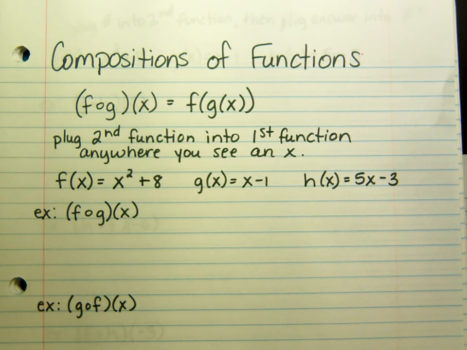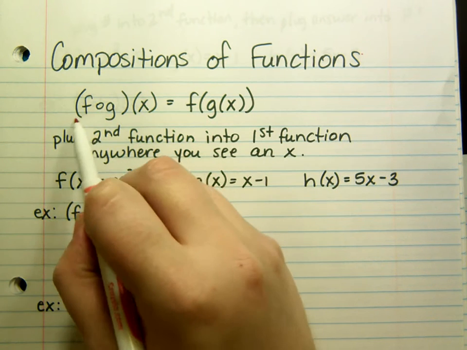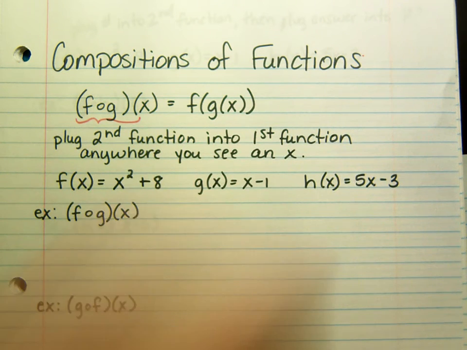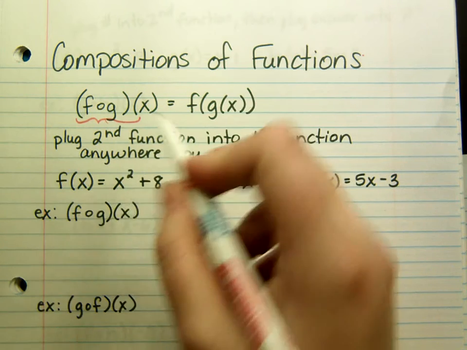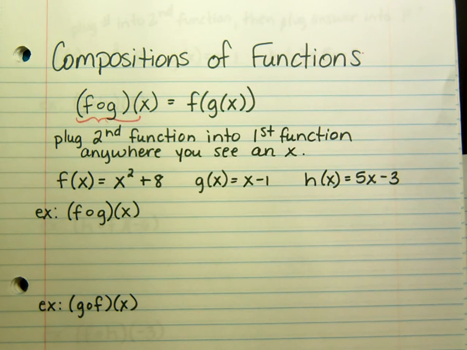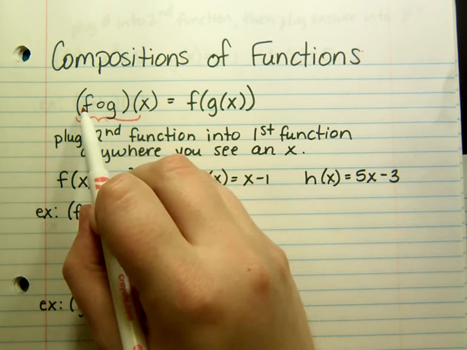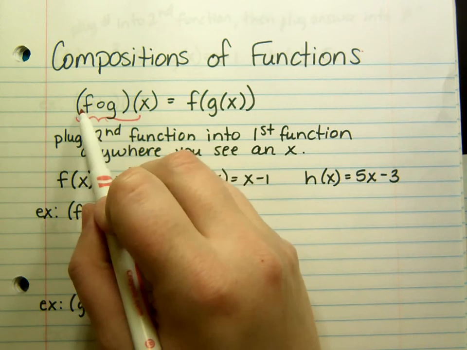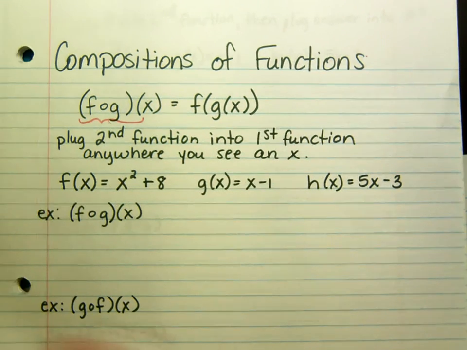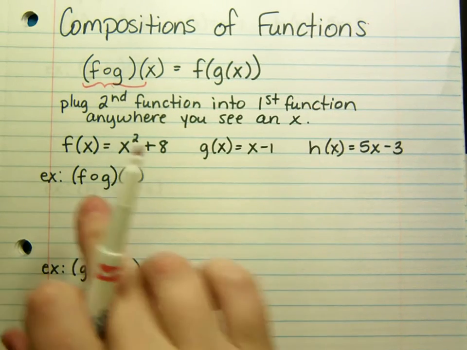In this video, we're going to look at a different way of combining functions. This is called a composition of functions, and it's expressed like this: f of g of x. What this means is you're taking g of x and plugging it into f of x. So anywhere in the first function where there's an x, you're going to replace that x with the entire function of your second one. Now, let's look at an example.